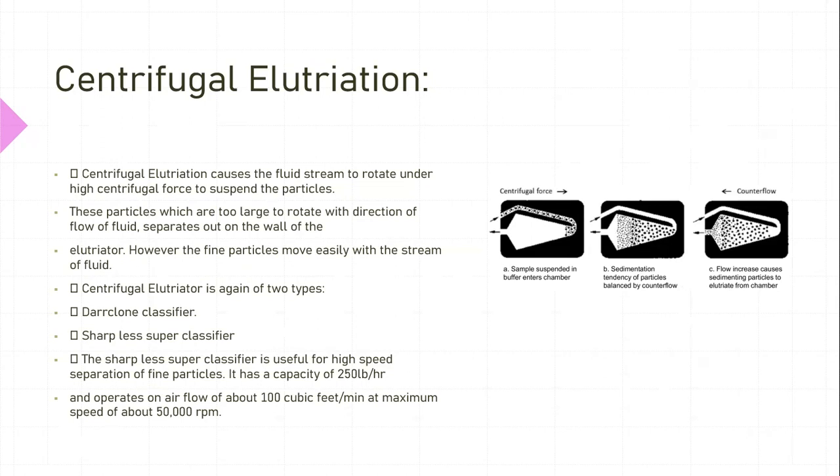Centrifugal elutriation is again of two types: Dirichlet classifier and Sharpless superclassifier. The Sharpless superclassifier is useful for high-speed separation of fine particles. It has a capacity of 50 pounds per hour and operates on airflow of about 100 cubic feet per minute at a maximum speed of 5,000 RPM.